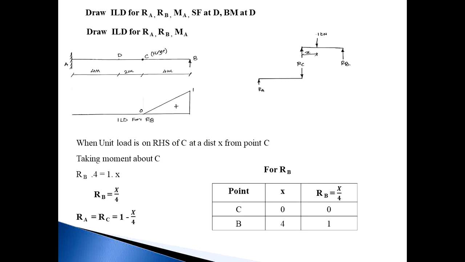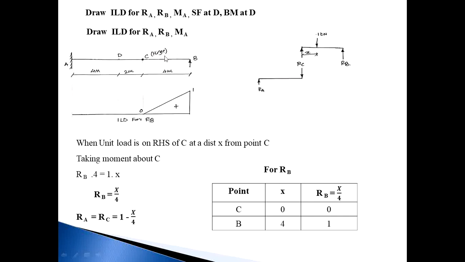So in this lecture, we draw the ILD for a compound beam. Compound beam means there are two beams connected with each other. Draw ILD for RA, RB, MA, shear force at D, and bending moment at D.